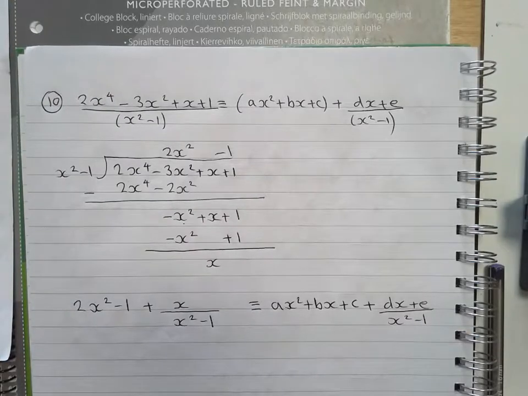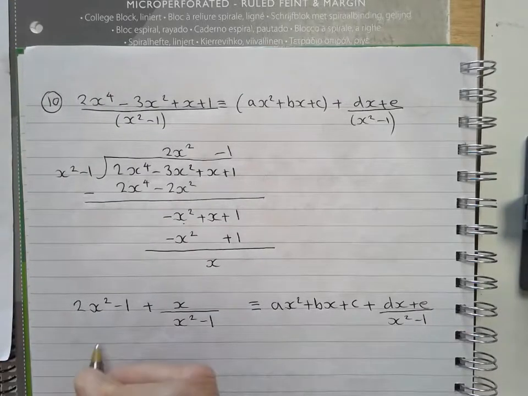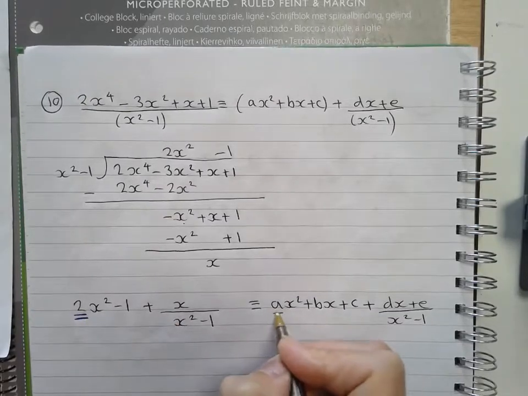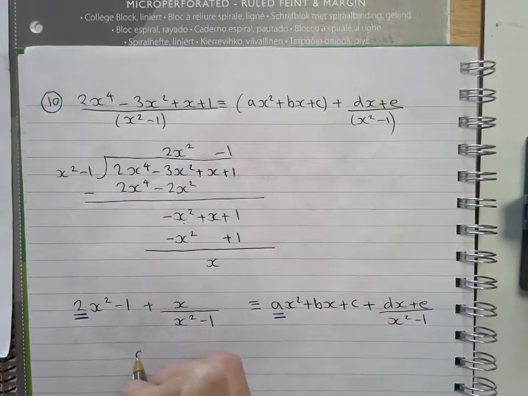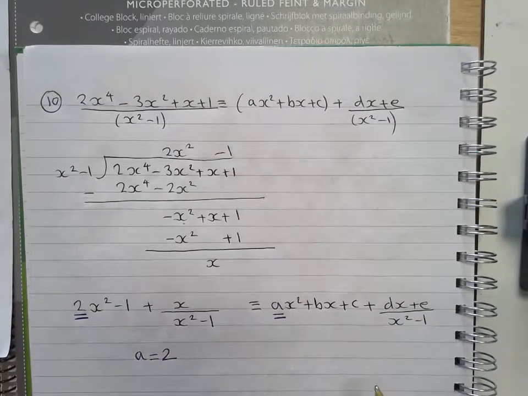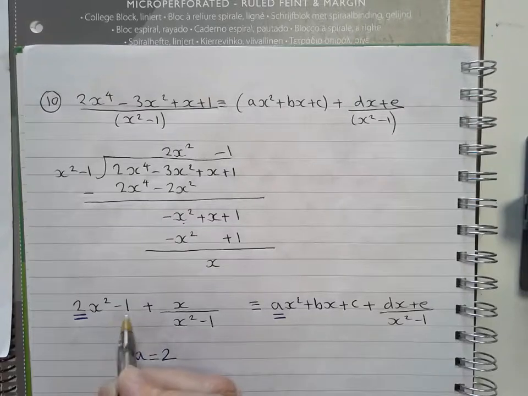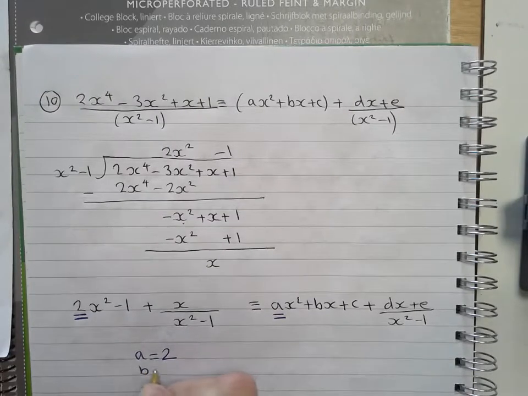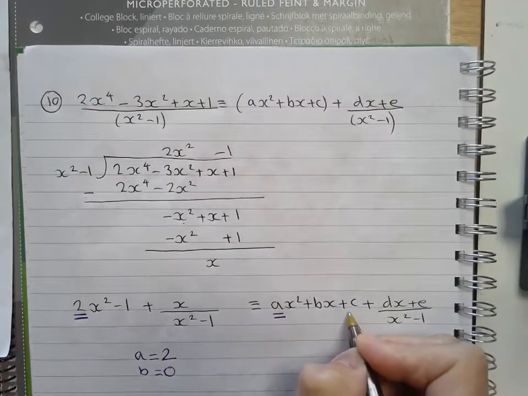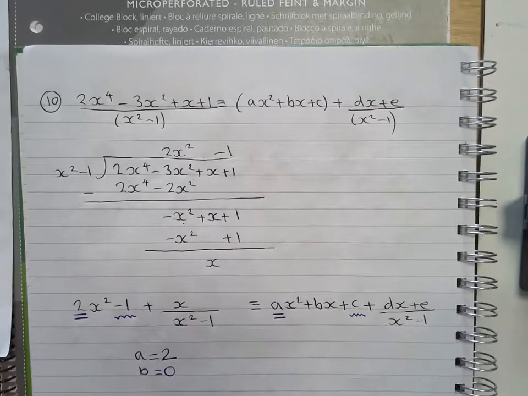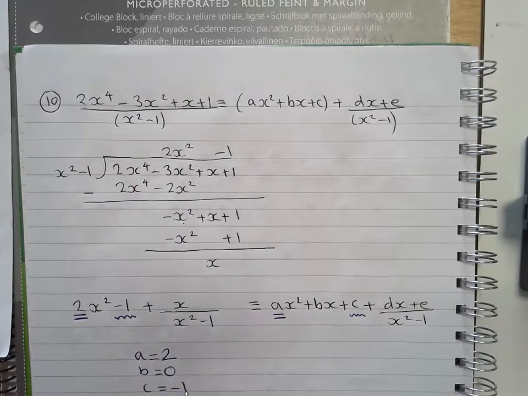So I'm now going to start comparing coefficients. I'm looking at my x squared term first. That's 2x squared, and that's ax squared. So a must be equal to 2. I'm looking at my bx term here, and I notice that there's no x term here. So b must be equal to 0. And then I'm looking at my constant here, my plus c. That's my constant, so c must be equal to minus 1.